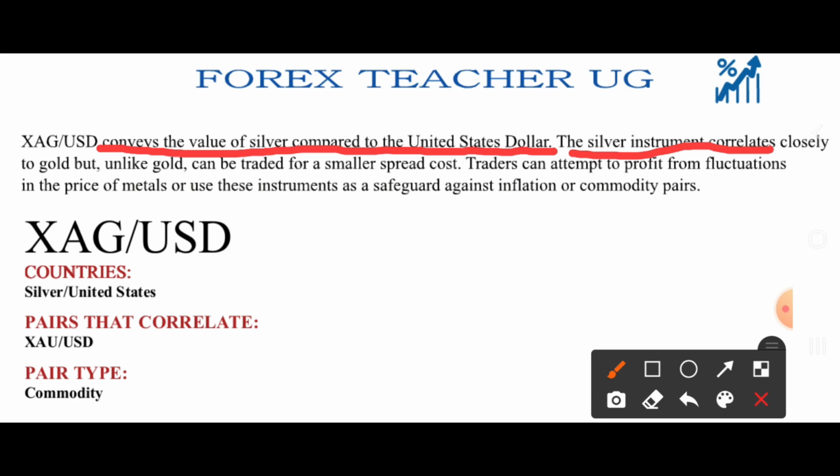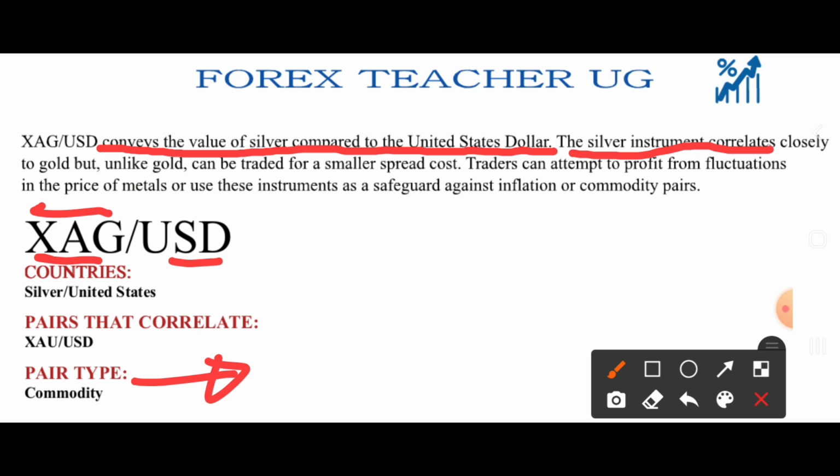Much as silver is also available for trading, I don't really recommend you to be trading silver. No, I don't recommend it. It carries a very big spread and its movements are very slow. They don't return a big amount, but you will be coming across it. So when you come across the XAG, you have to know that this is the silver pair and it's a commodity. It's under commodity currencies.